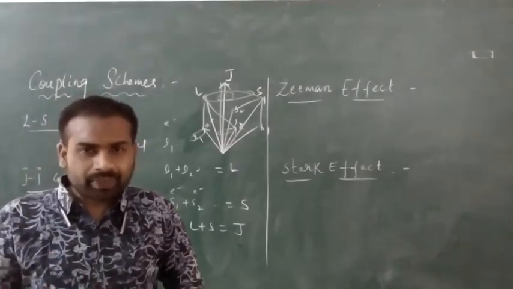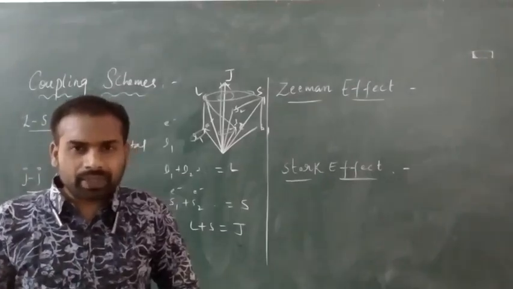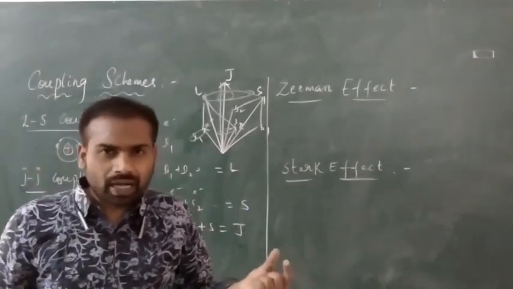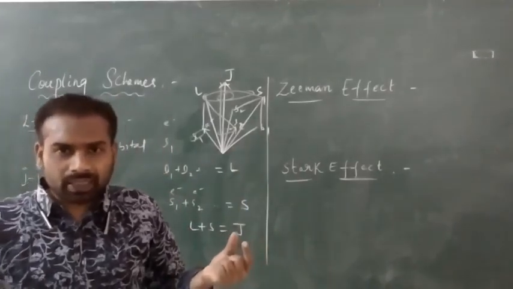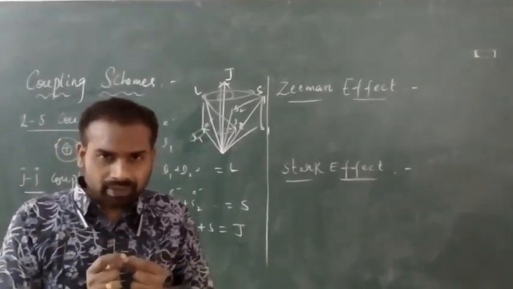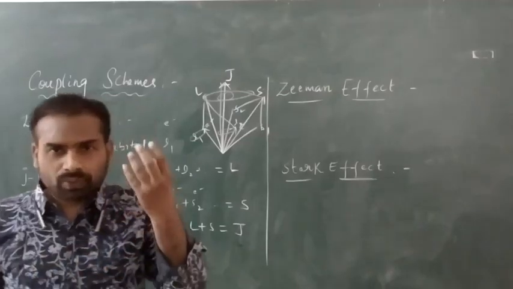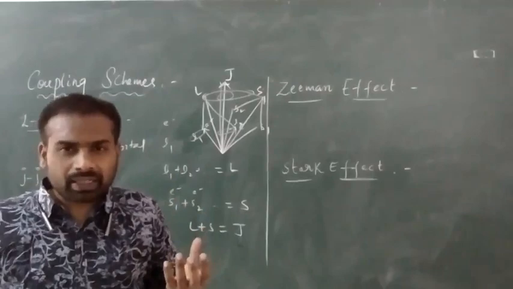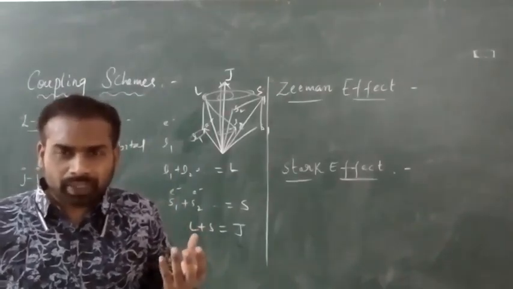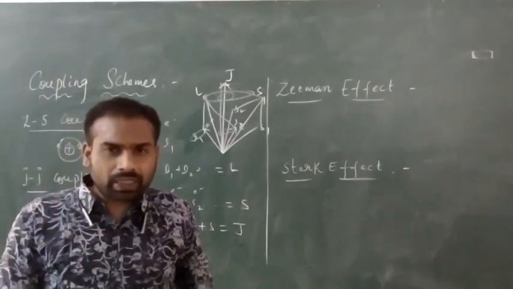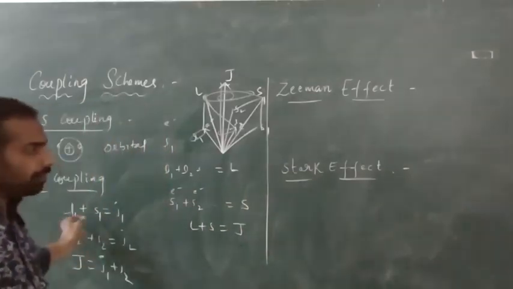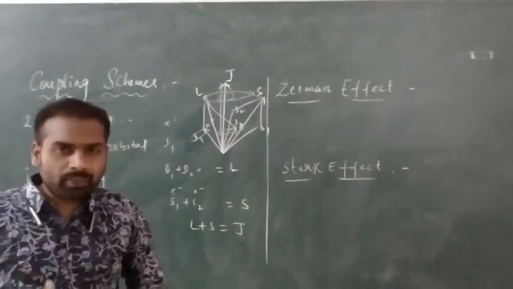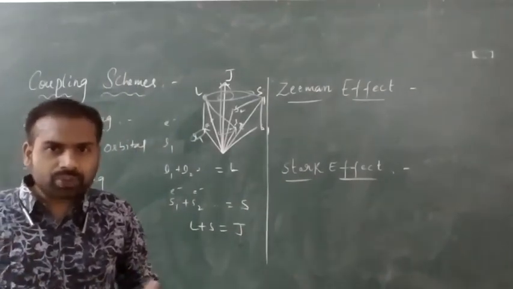That is LS coupling. In JJ coupling, what happens? The orbital quantum number of one electron and the spin quantum number of the same electron interact with each other, and they give the total angular momentum of that particular electron, J1. Like that, all the remaining electrons give their individual total angular momenta, which combine to form a total angular momentum. That is JJ coupling. Like this, the mutual interaction between the orbital and spin momenta occurs in these two ways.